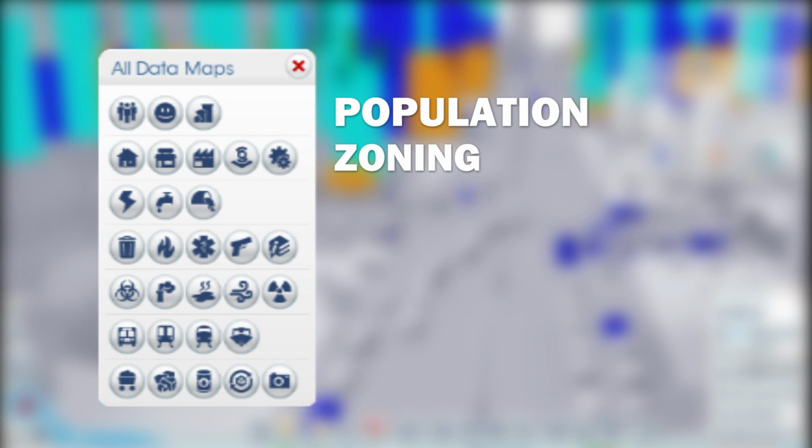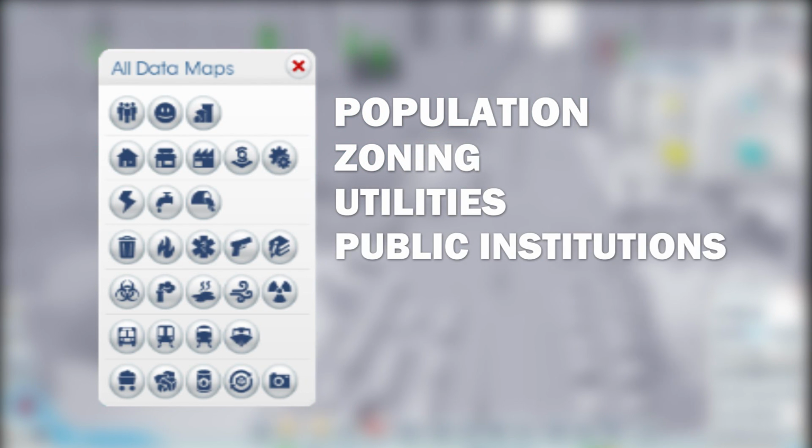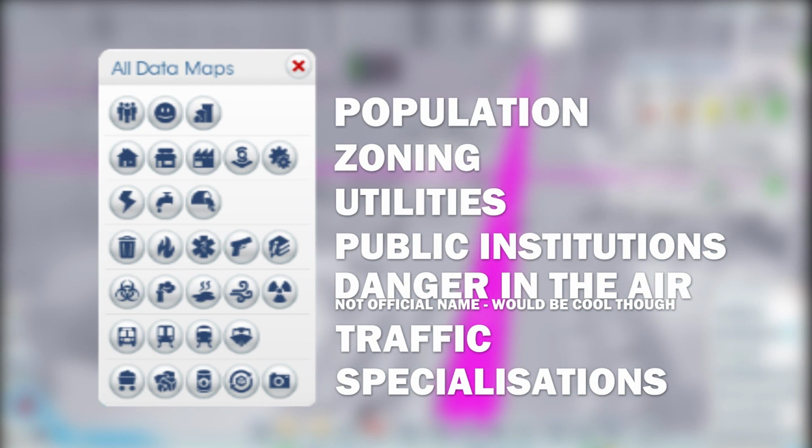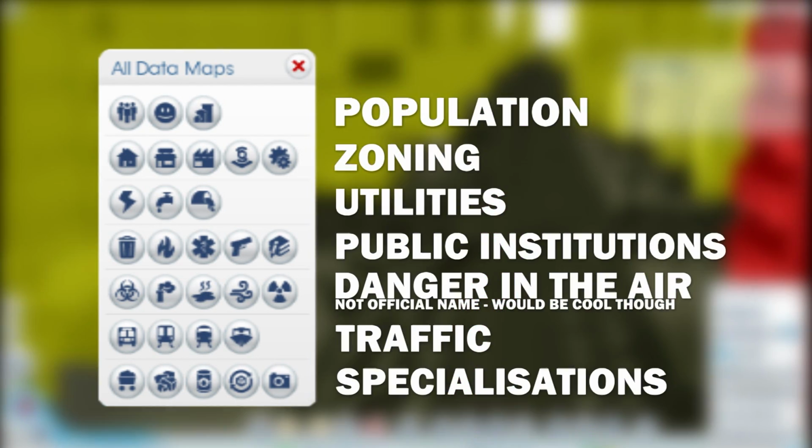Every map has its own benefits, and you're gonna see some of them all through your playthrough, while others might only be necessary in certain situations. The maps are split up in 7 categories: population, zoning, utilities, public institutions, danger in the air, traffic, and specializations. We have a lot to talk about, so let's get right to it.